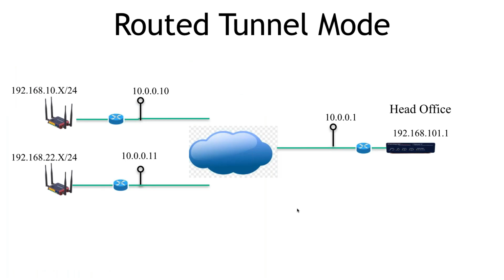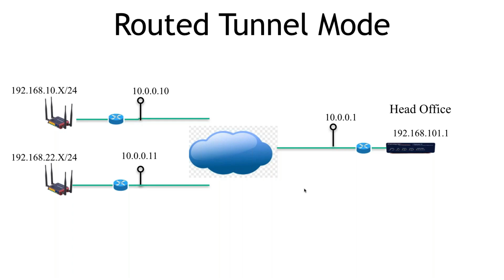So typical application. We have one remote network, 192.168.10. We have a network 192.168.22. We have a head office network of 192.168.101. We define internal tunnel IP addresses. All the configuration for routing is set up on the server side, and he pushes that information out to all the clients.